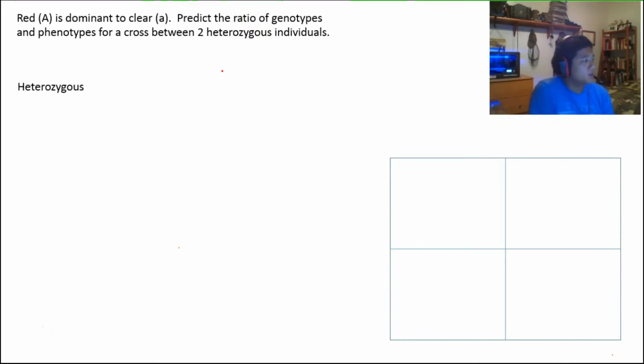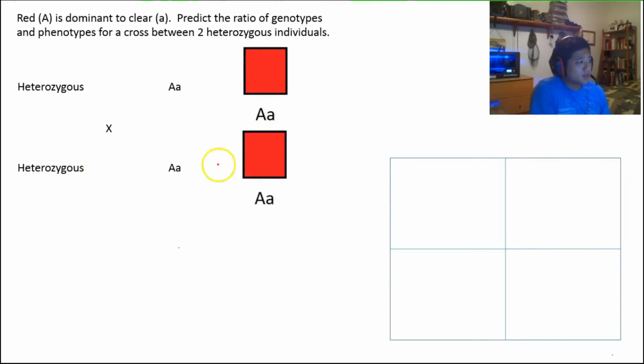So, the first thing to do is to identify the parents. So we have a heterozygous crossed with a heterozygous. What does heterozygous mean? Heterozygous means big A, little a. Okay, and remember, big A, little a is going to have the red phenotype. So this is heterozygous or hybrid. This parent is also heterozygous, so big A, little a. And so they are going to have the dominant phenotype as well.